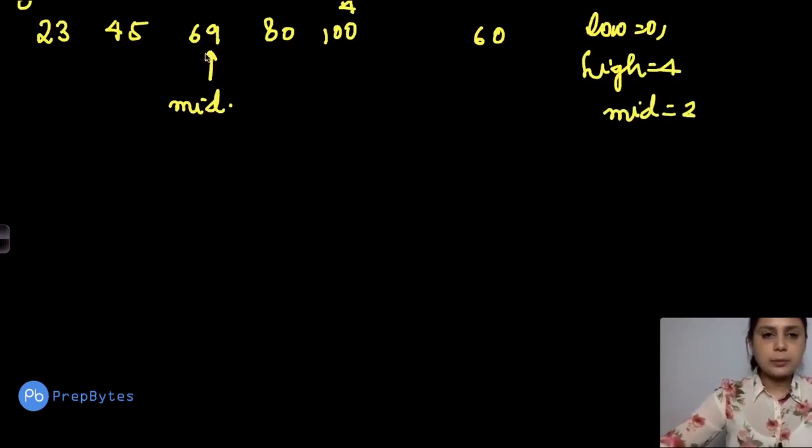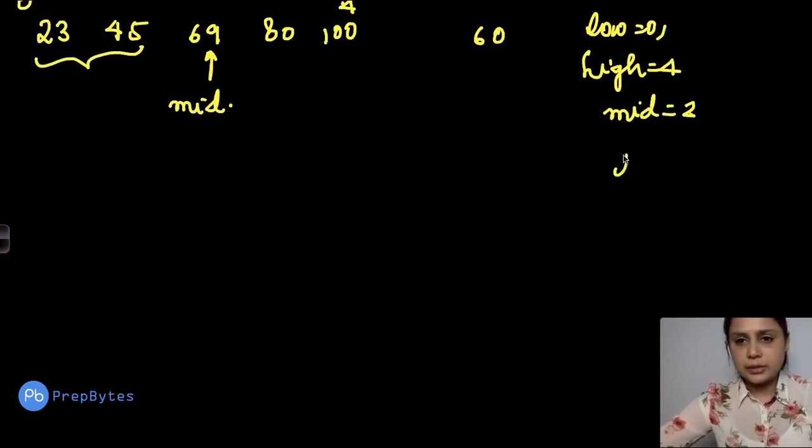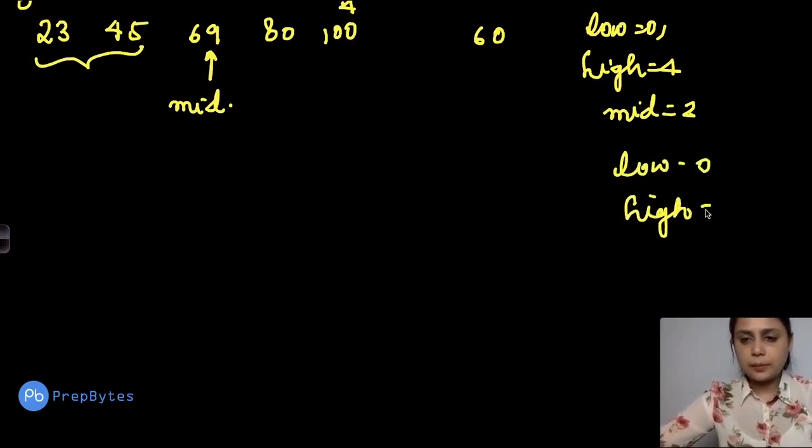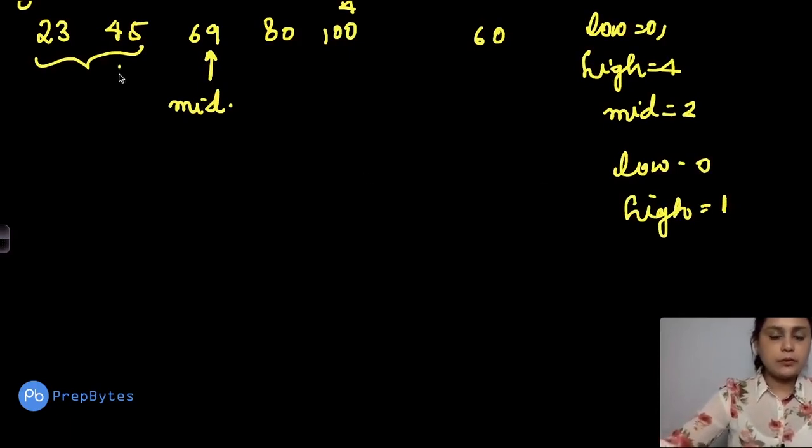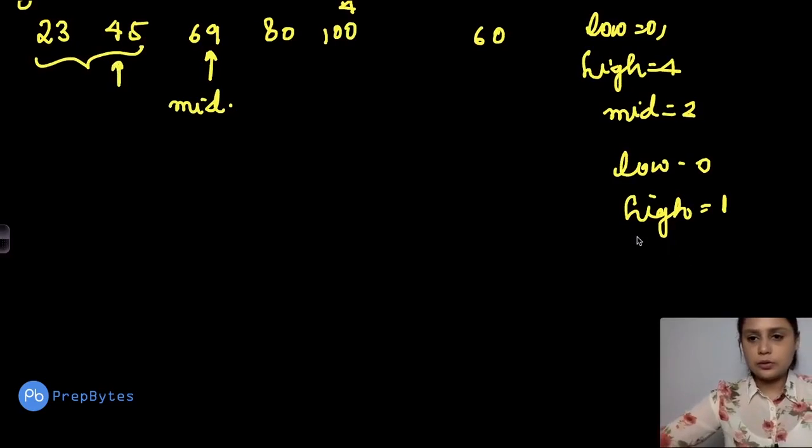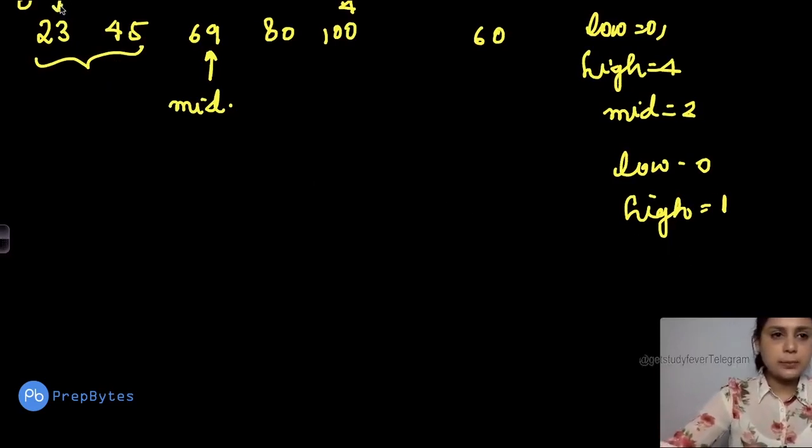Now I see that the mid element is greater than 60, so I'll continue my search in this particular half. My low and high get updated. My low becomes 0, my high becomes 2 minus 1, which is 1. Now again we look for 45. Sorry, my bad, my mid is going to be 0 plus 1 by 2, so this becomes my mid.